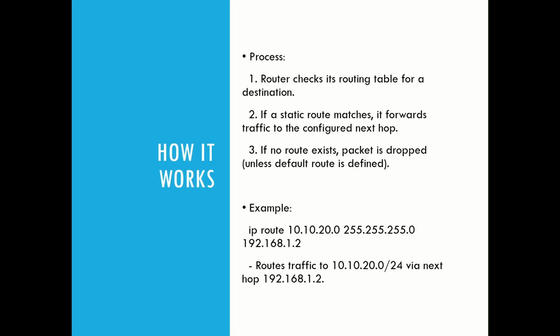So this is the simple command. It is ip route 10.10.20.0 255.255.255.0, and the next hop IP, that is 192.168.1.2. So basically, you're teaching the router exactly where to forward the packets for the specific network.